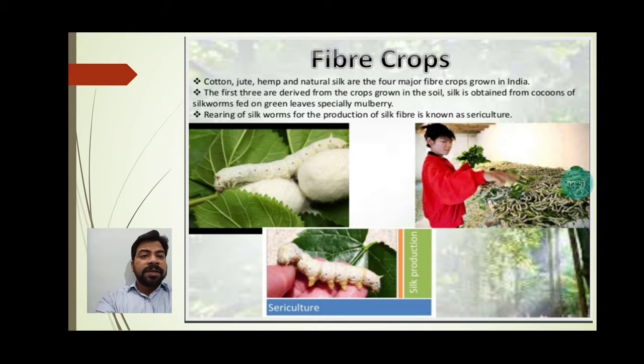The first 3 are derived from crops grown in the soil. Silk is obtained from cocoons of silkworms fed on green leaves, especially mulberry. The silk rearing technique came from China. Rearing of silkworms for the production of silk fiber is known as sericulture.